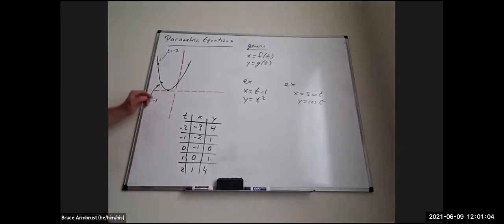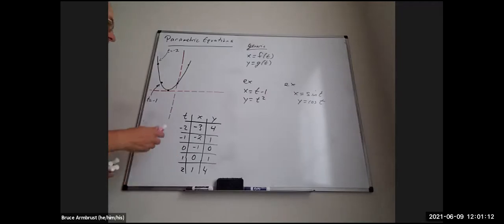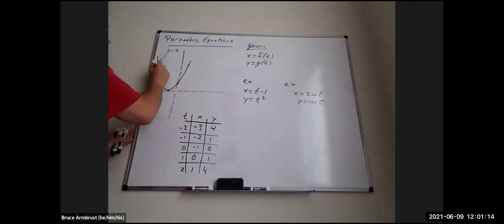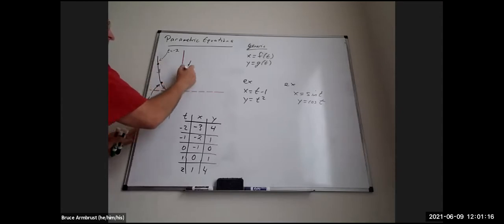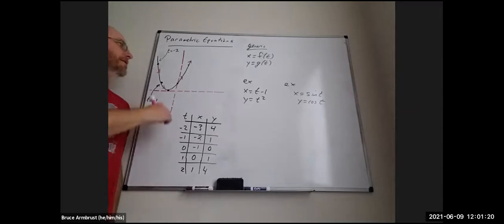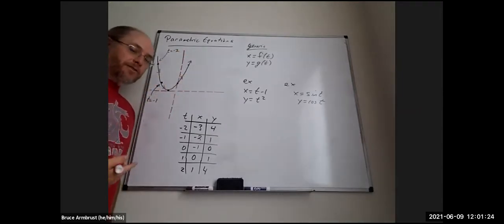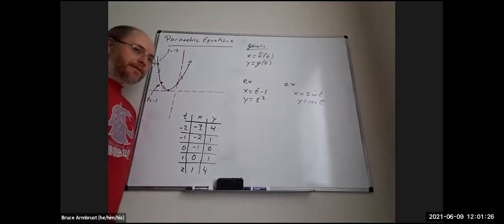At t equals -2, we're at this point. At -1, we're here. At 0, we're there. Then 1, and then 2. So there's an orientation to this graph. There's a direction to it. So I'm going to put some little pink arrows on here to show you the direction that we're traveling this path. And that's the strength of parametric equations.